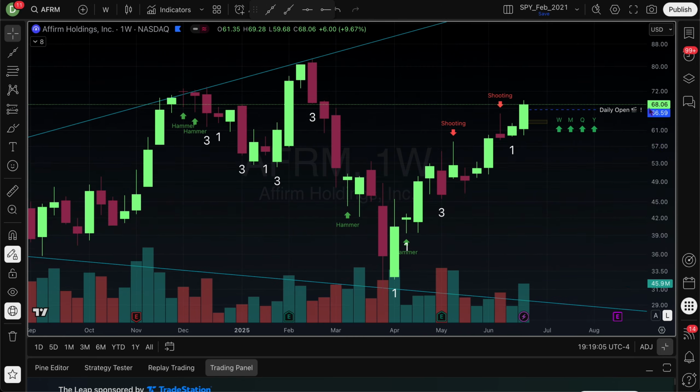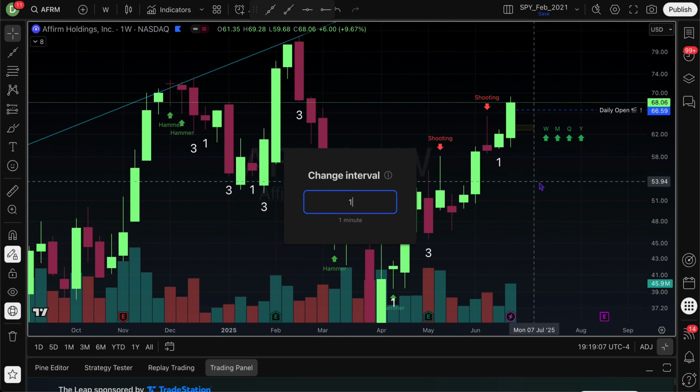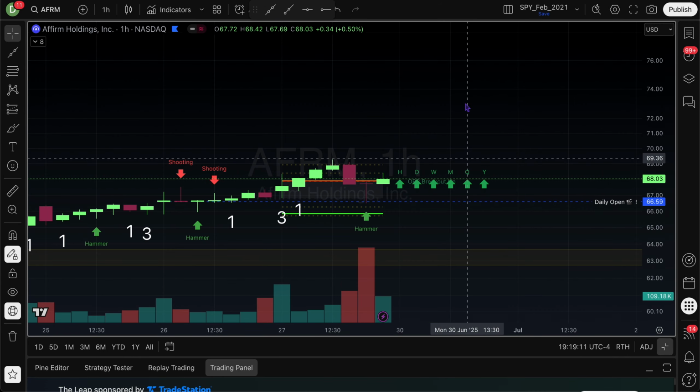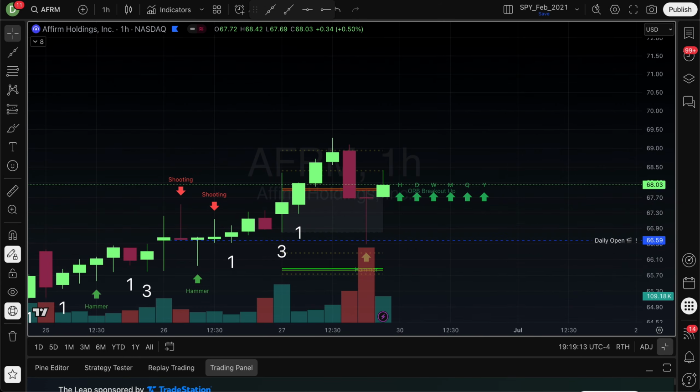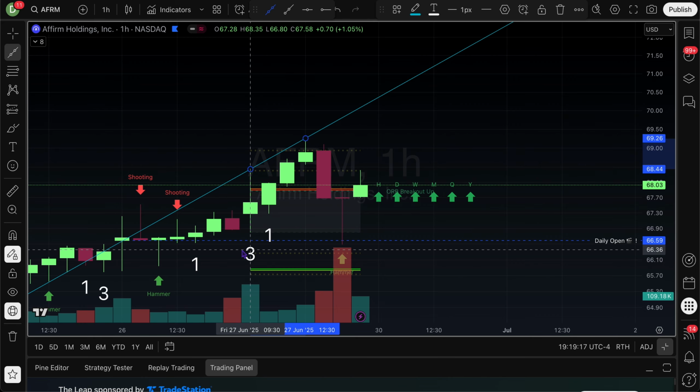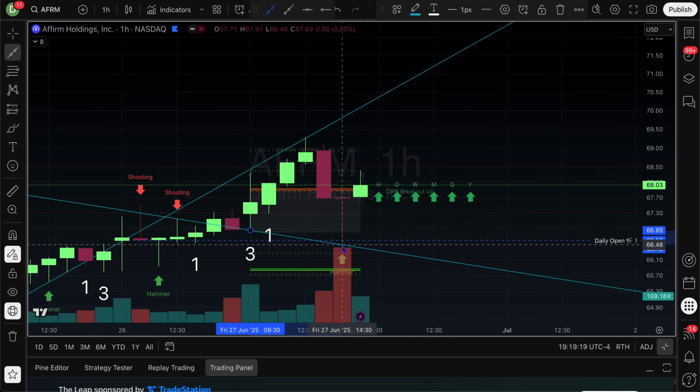And you can draw them on any time frame, right? Like if you want to get really tight, I can draw them on the hour. I can draw them on the 5, on the 15, it doesn't matter. So on the hour, this would be my broadening formation. Higher high, lower low.